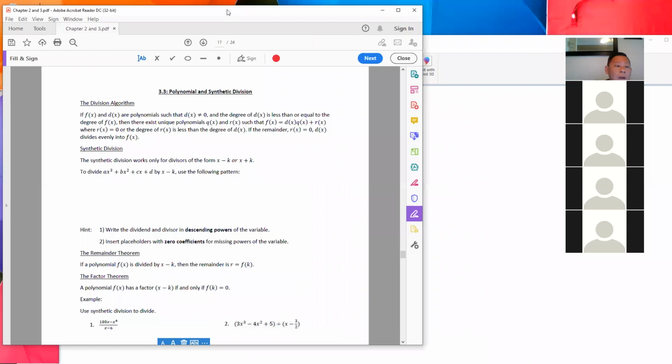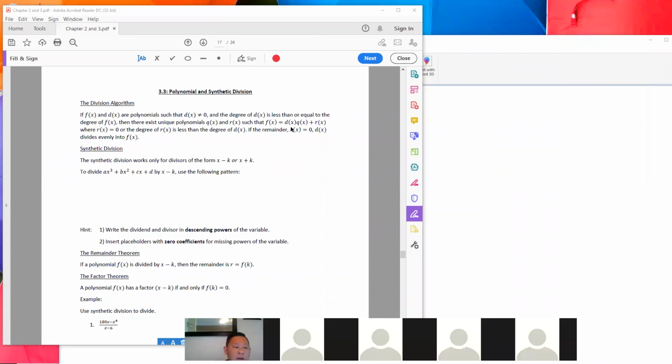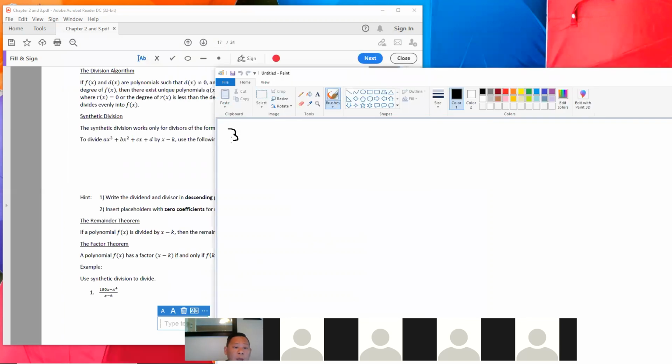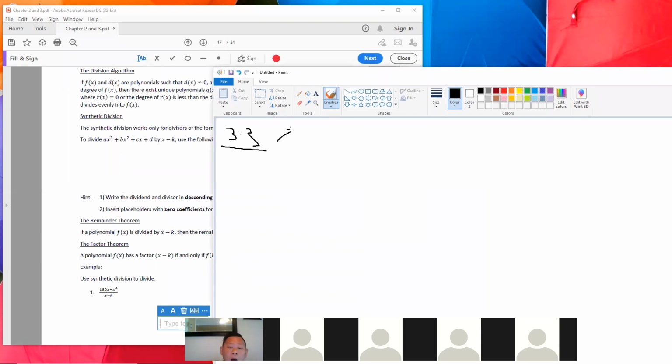3.3 is talking about how we solve polynomial equations. The first thing you need to know here is how to perform synthetic division. There are two ways for us to divide polynomials: one is using long division, and one is using synthetic division. We don't use long division in this class because it's long. So we're going to use synthetic division.